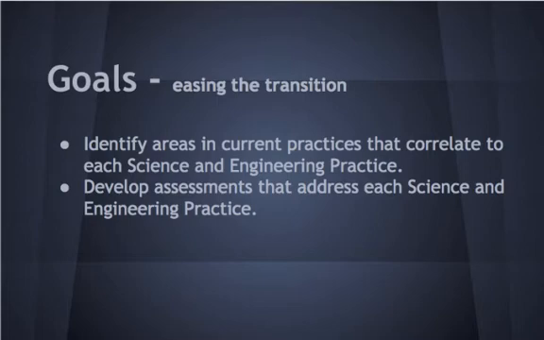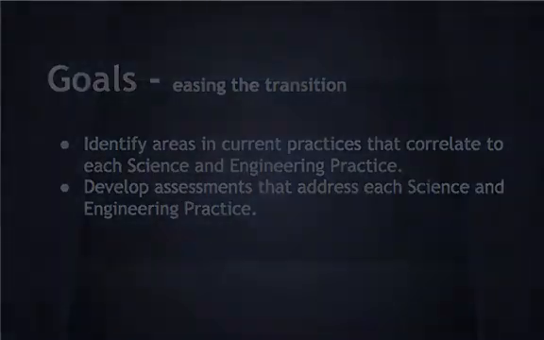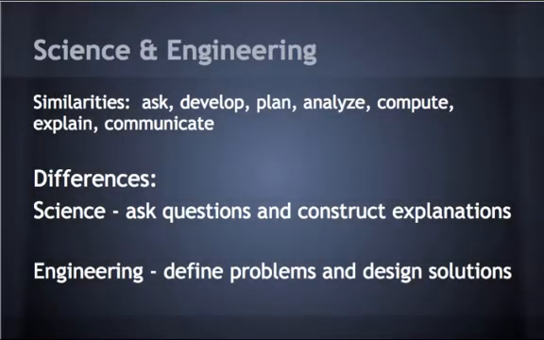Let's first clarify the difference between science and engineering. Science and engineering are similar in that they both involve asking, developing, planning, observing, analyzing, computing, explaining, and communicating. They differ in that in science, one asks questions in order to develop some reasonable explanation, while in engineering, problems are defined or identified in order to design solutions.